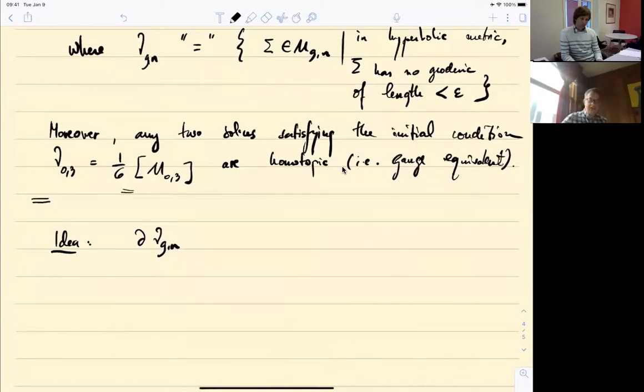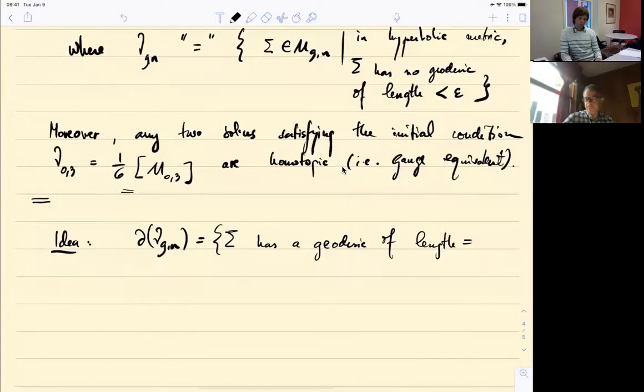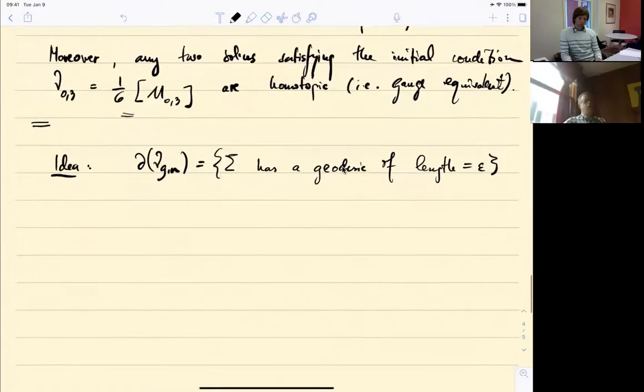So VGN is a subset in the moduli space of curves. It's a closed subspace because I put strict no, that means that all the geodesics have lengths greater than or equal to epsilon. So what's the boundary? The boundary will be exactly the point where sigma has a geodesic of length exactly epsilon. Okay, and if you work up to codimension 1, this should be unique.